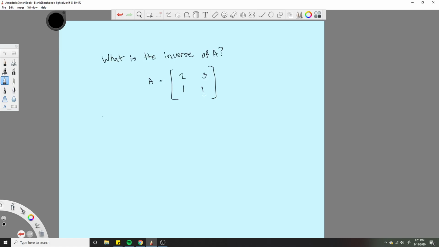Alright, pretty straightforward problem here. Try it out. See what you can make of it. I'm going to solve it now. What is the inverse of A?